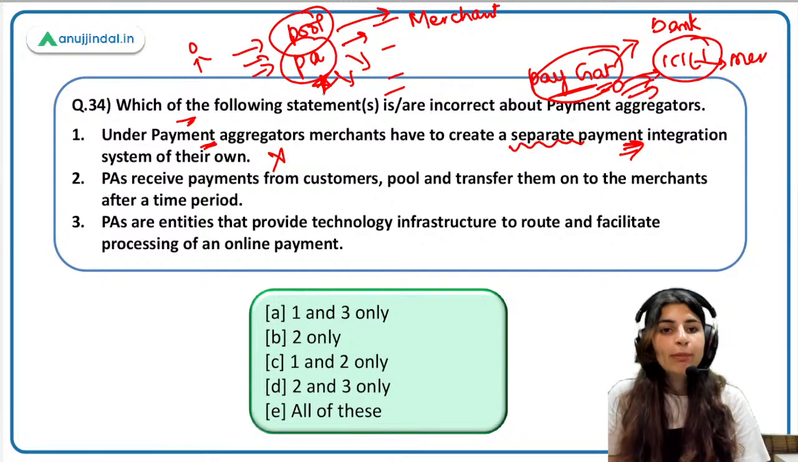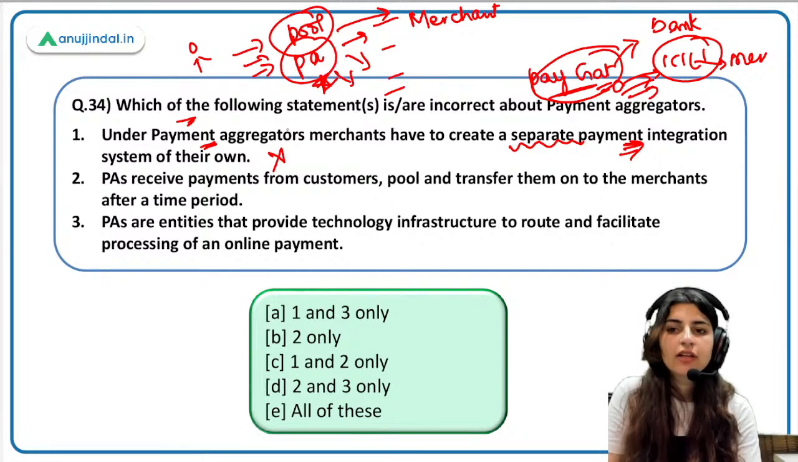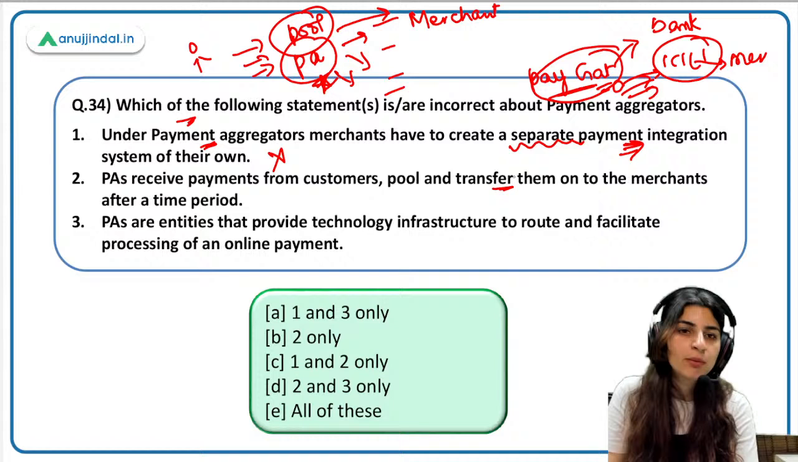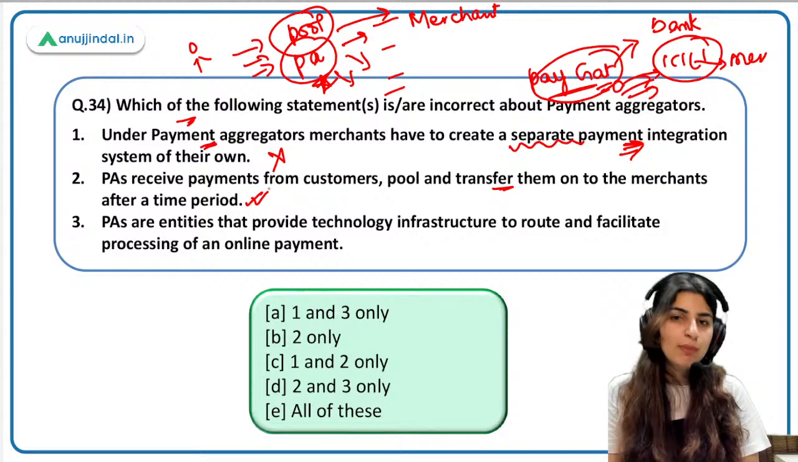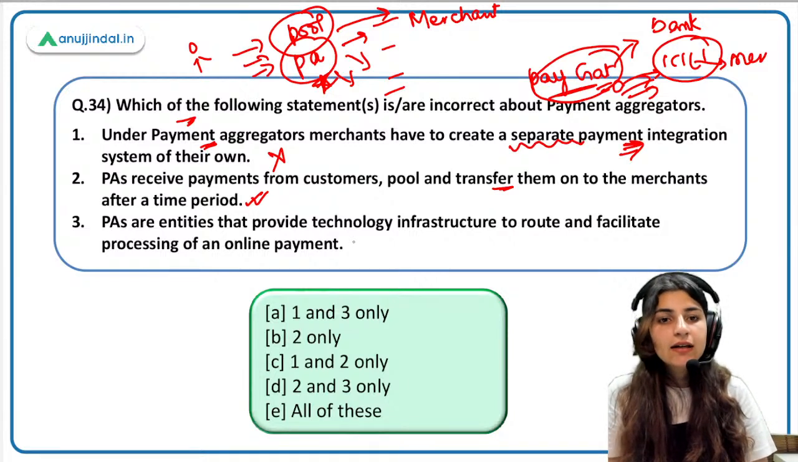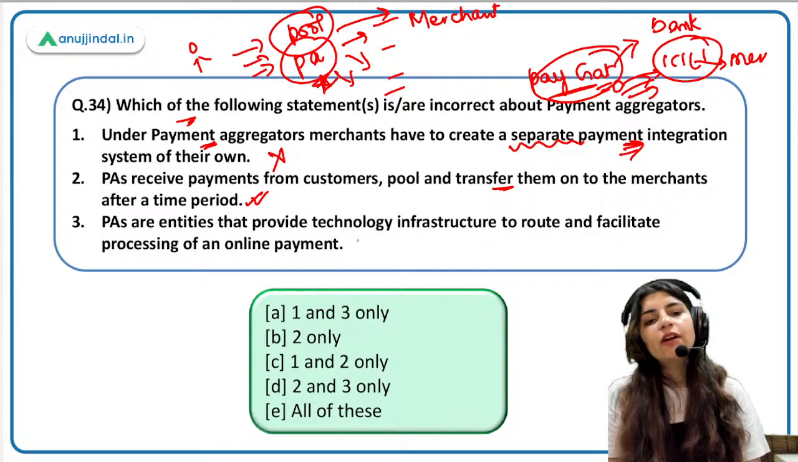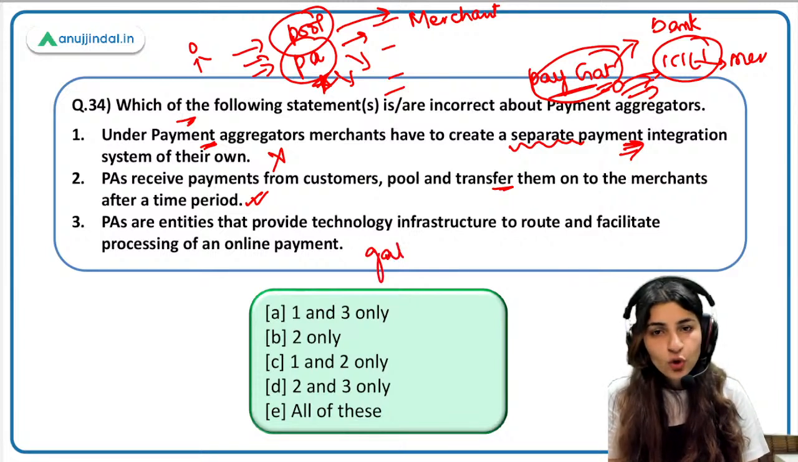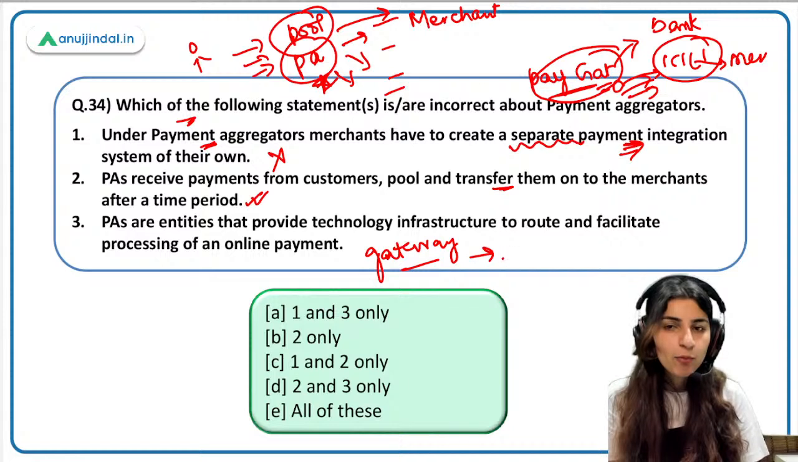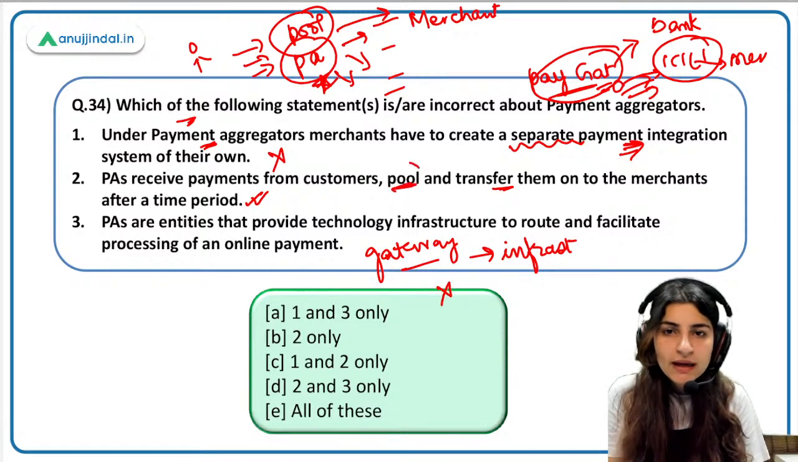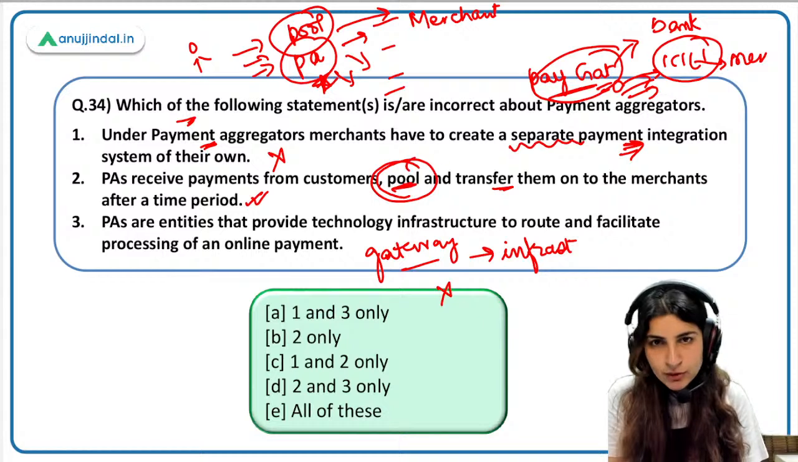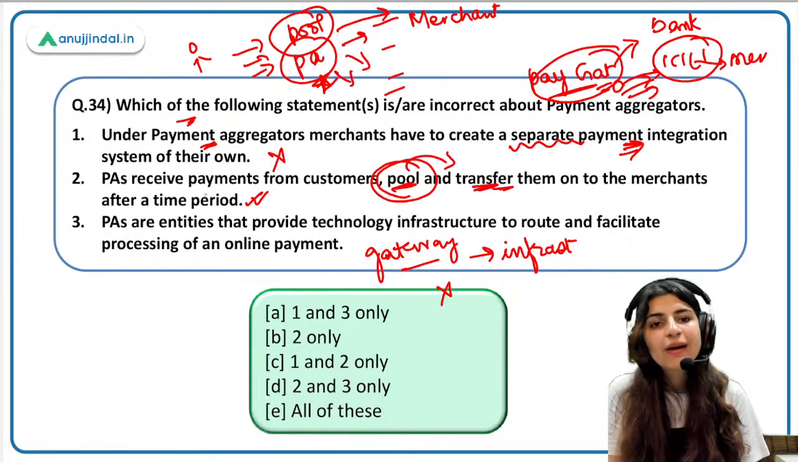Okay. Now PAs receive payment from customers, pool and transfer them to the merchant after a certain period of time. This is actually a correct statement. That is the function of PAs, payment aggregators. PAs are entities that provide technology infrastructure to route and facilitate processing of. This is just a gateway. So a gateway only provides you an infrastructure. A payment gateway only provides you an infrastructure, not an aggregating service. Aggregating service means they will pool the money for a certain period of time on behalf of the merchant and then transfer it to the merchant. That is a payment aggregator.